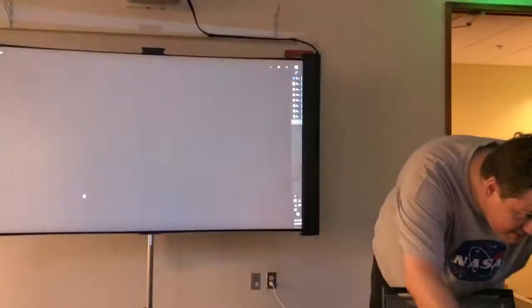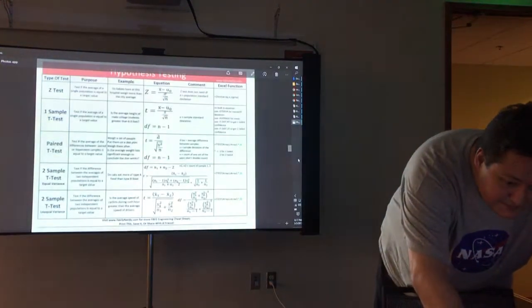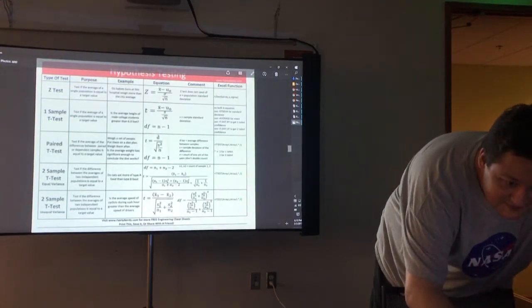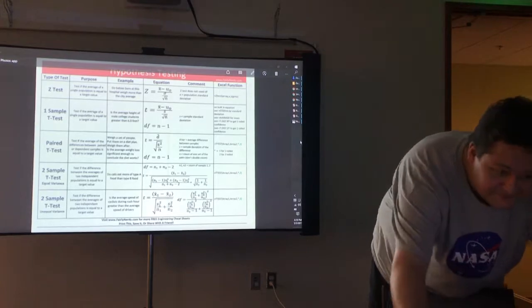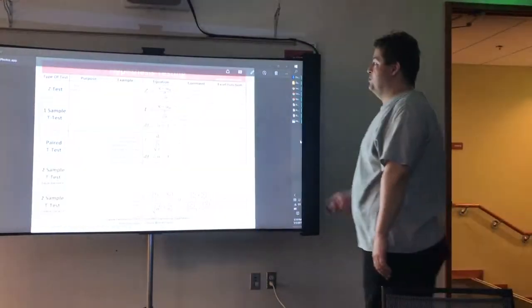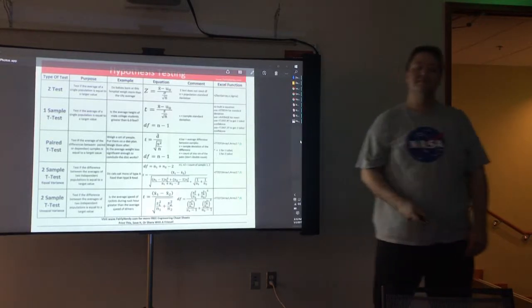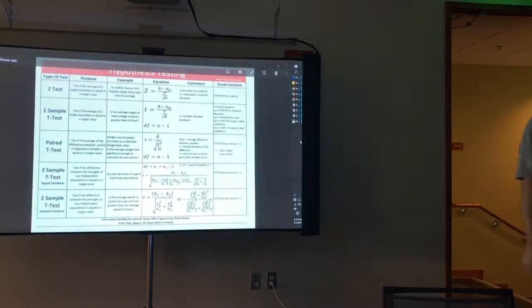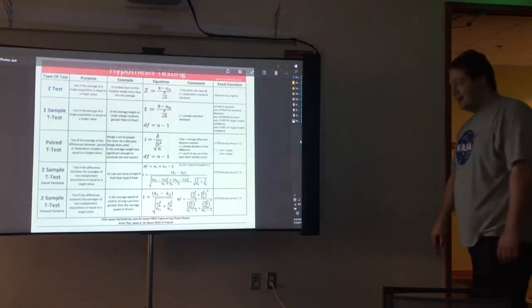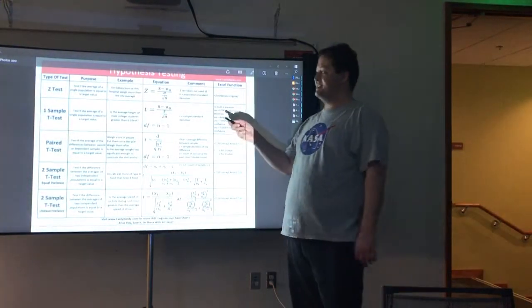Here we go. All right, here's the cheat sheet. So, if you want to download it, you can go to fairlynerdy.com. They have lots of interesting cheat sheets. In particular, this one for hypothesis testing.